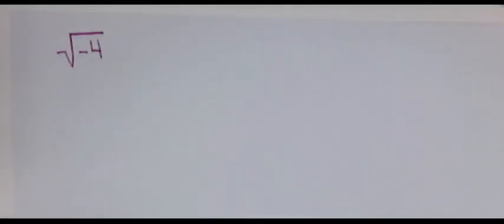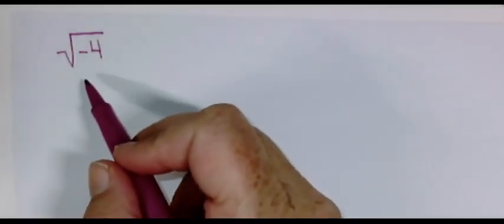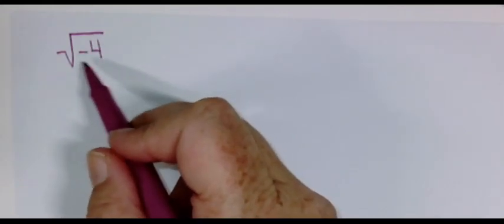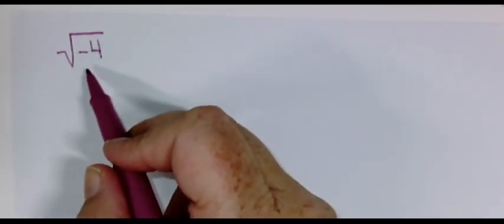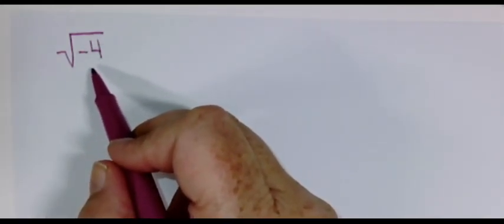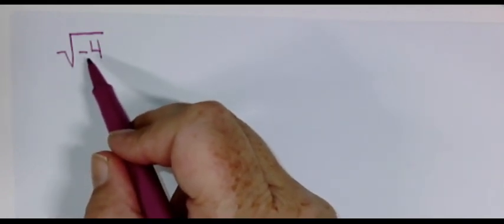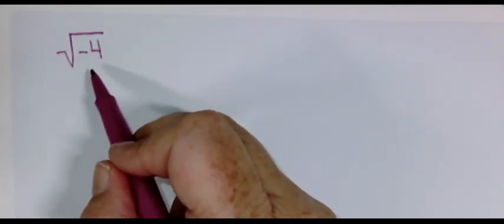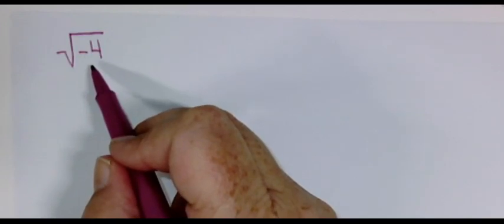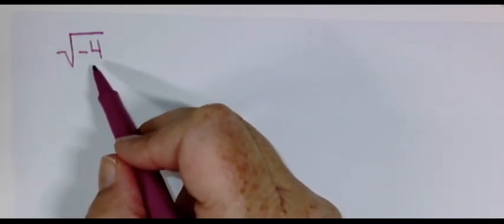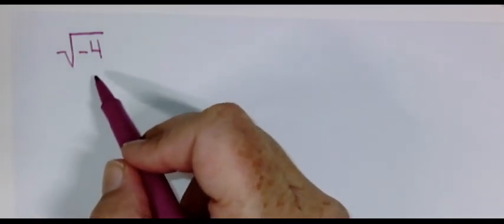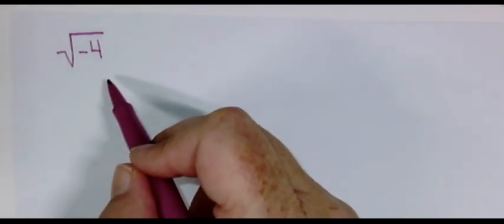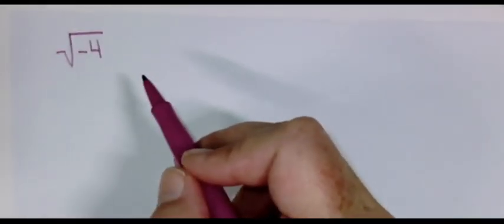Hi, this is a video on how to simplify square roots that have a negative in the radicand. Now, we know that there is no real solution to this square root because there are no two identical numbers whose product is -4, right? Because 2 times 2 is +4. -2 times -2 is -4.